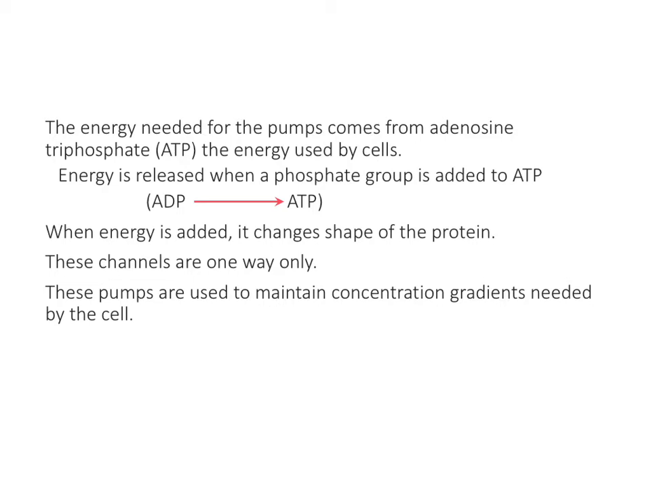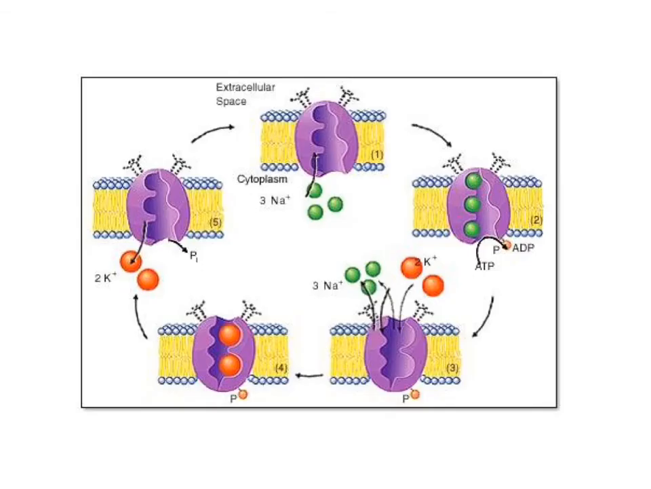and they're used to maintain concentration gradients that are needed by the cell. So sometimes the cell wants to maintain a high concentration somewhere, and it will do that by actively pushing the molecules. This is one example. This is called the sodium-potassium pump, and this is in nerve cells, and it's extremely important.